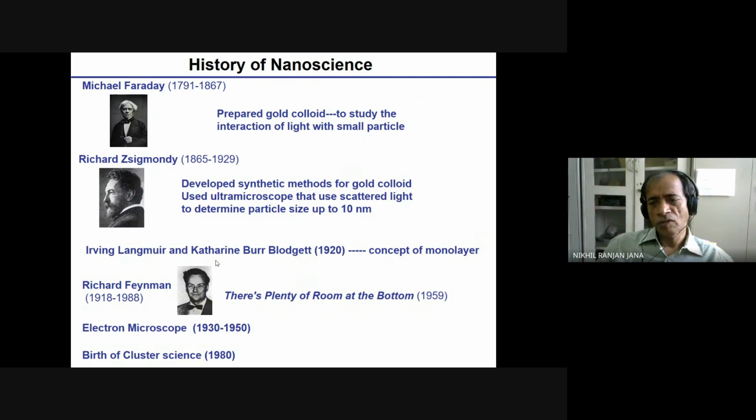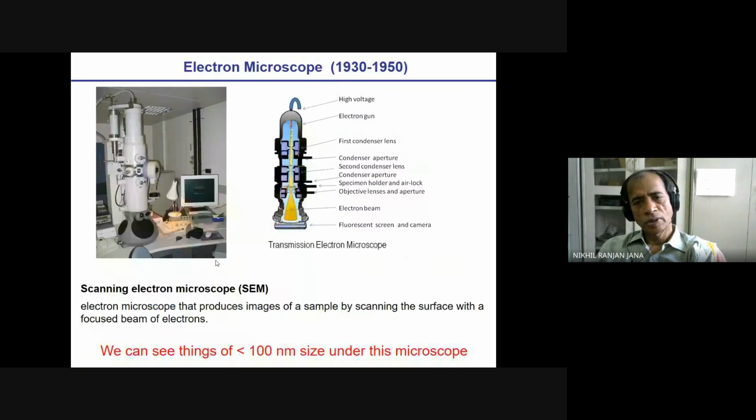Langmuir film, actually it's a monolayer of molecules, which are two-dimensional nanosystems. Richard Feynman, you heard about his book, Plenty of Room at the Bottom. Invention of electron microscope, 1930s to 50s, which becomes commercialized after the 50s. Birth of cluster science, these are all linked to the history of nanoscience.